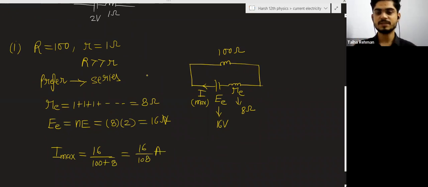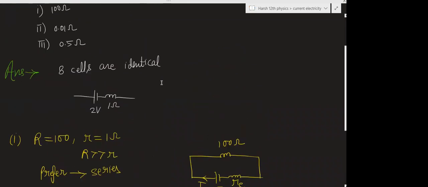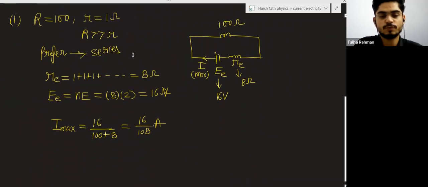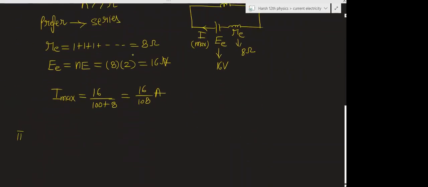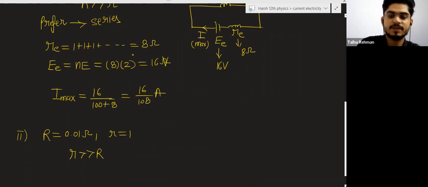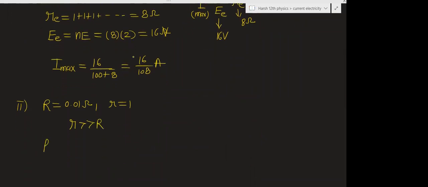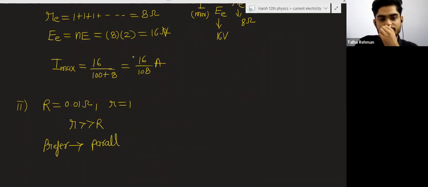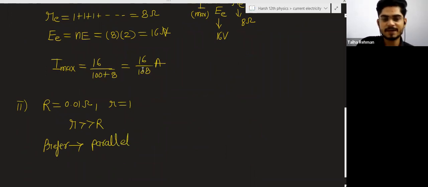So this is the first answer. Now for the second answer, you have external resistance as 0.01. So external is much less than internal. You have 0.01 ohm and internal resistance we have 1. So this time internal resistance is much greater than the external resistance, so you will prefer parallel.